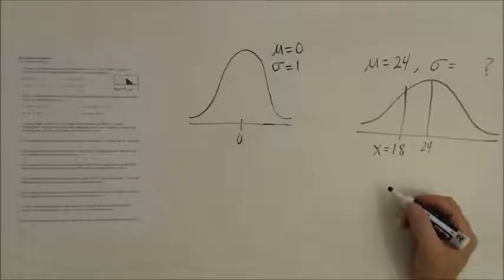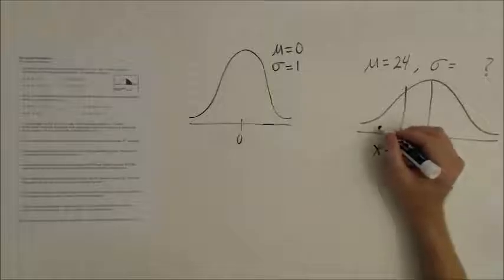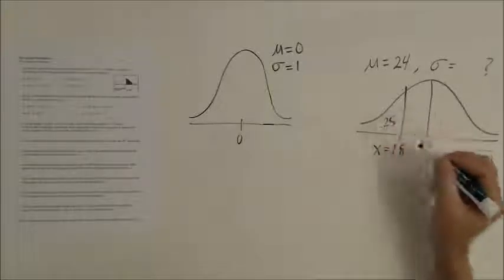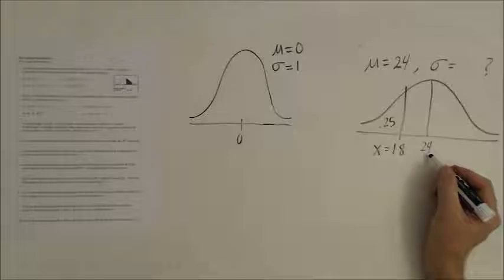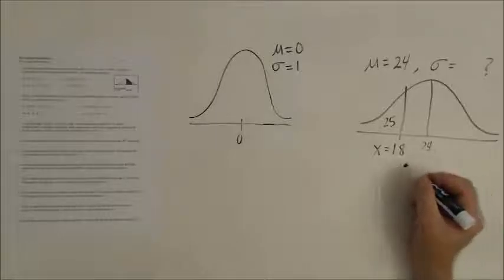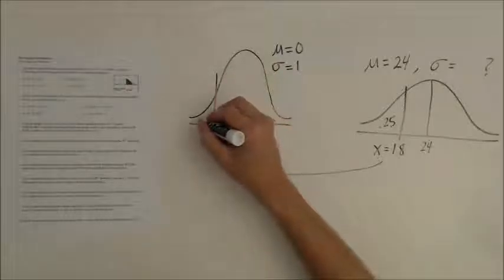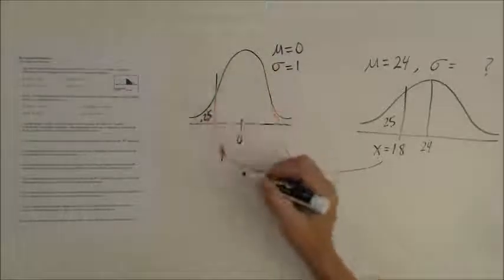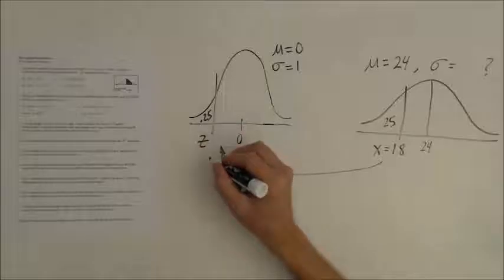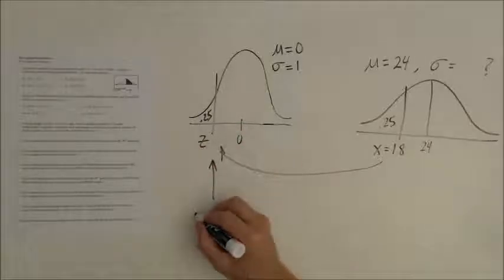Our approach to problem number 8 is the same as we saw in problem number 7. This time we're given the 25th percentile of a distribution centered at 24. There is a corresponding 25th percentile for the standard normal distribution. We can compute that value of z based on our inverse normal command.